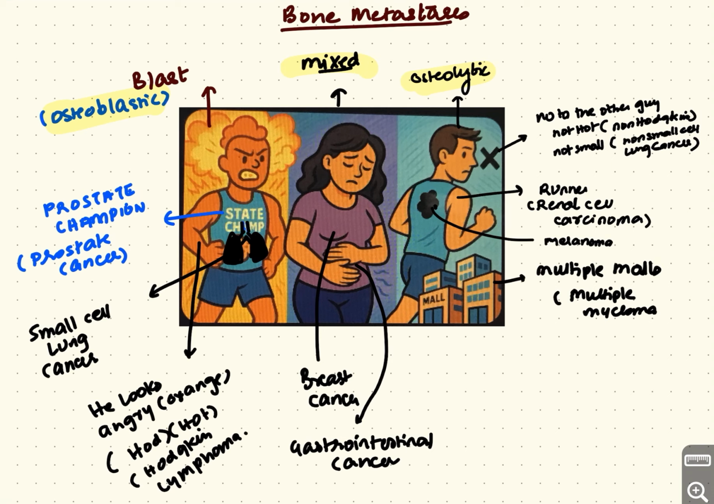He has small lungs, that's why it is small cell lung cancer, and he looks very angry, that's why hot, so it's Hodgkin's lymphoma. Okay, and can you see behind there is a blast happening? So all of these cancers are going to produce osteoblastic lesions when they are going to be metastasizing to different places.